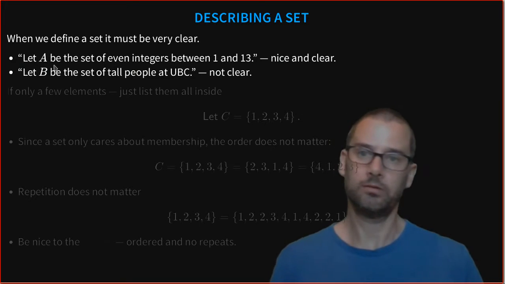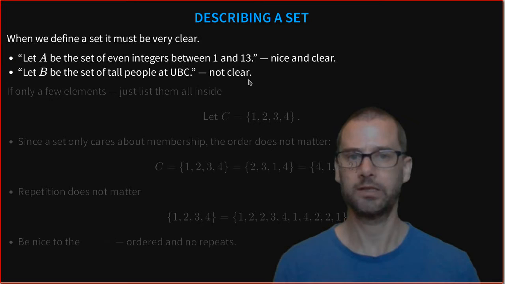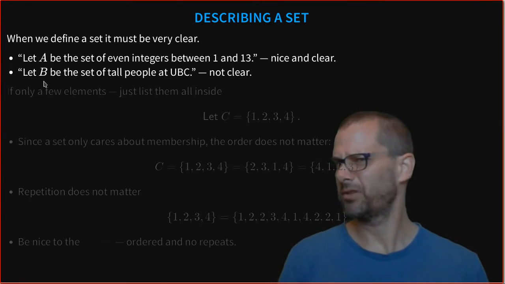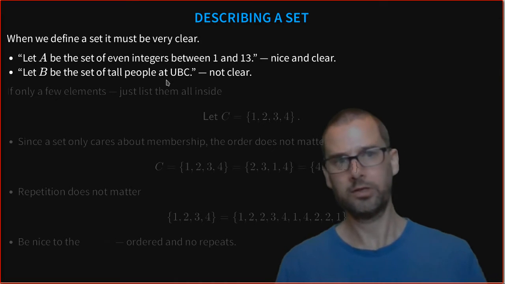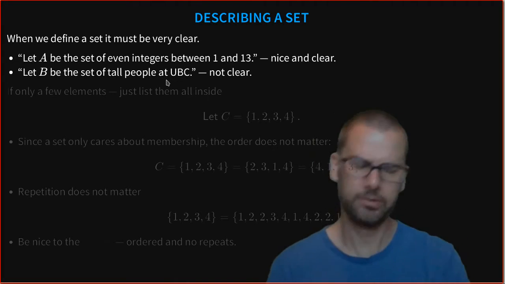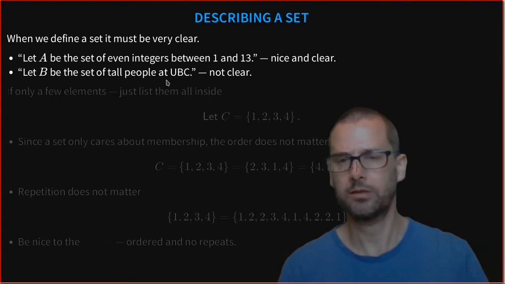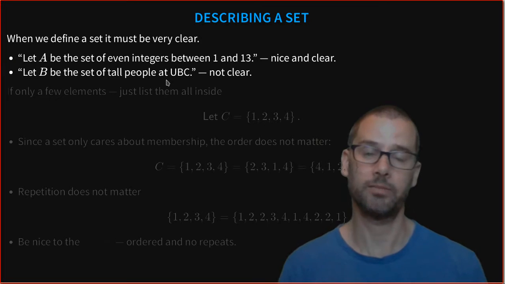So now, when we define a set, it's important that we make our definitions very clear. So, for example, let A be the set of even integers between 1 and 13. It's nice and clear. If we, for example, let B be the set of tall people at UBC, that's not clear. What is tall? Who's at UBC? Does that mean the Vancouver campus, the Okanagan campus? Is it today, etc., etc.? So we have to make sure that things are very, very clear when we define or describe a set.